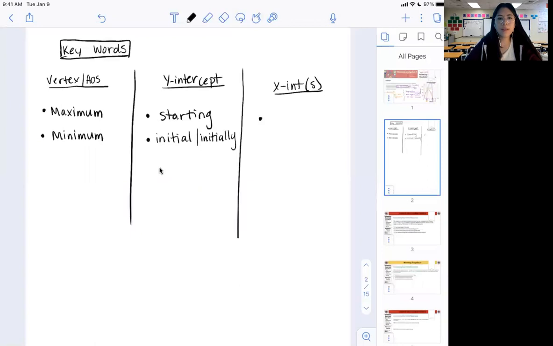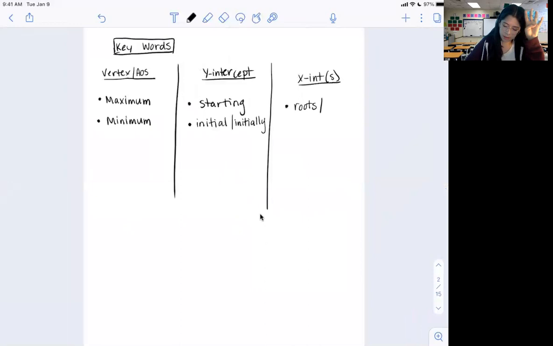Good. So those are very, very good words. X-intercept is a little less easy to think about, but let's see if we can come up with any. Okay, good. So we know that there's a few words that are synonymous. They are synonyms. So there's roots. What else? Let's name those four. Zeros, roots, zeros, factors, solutions. Good.